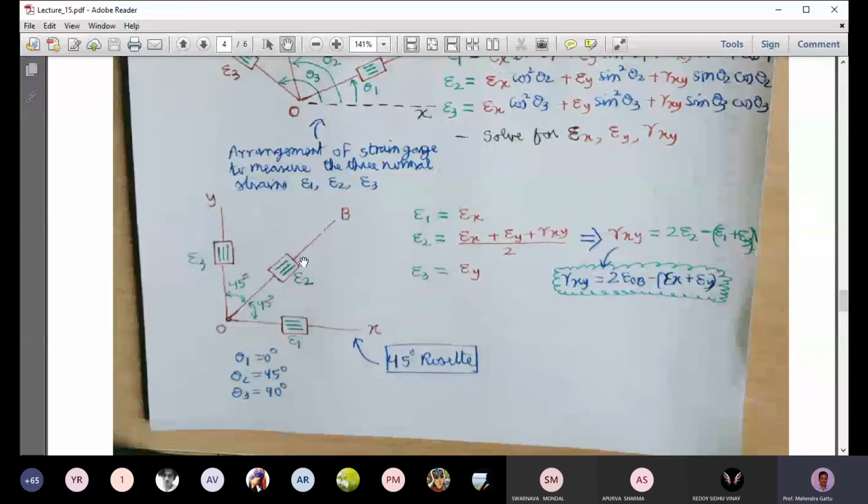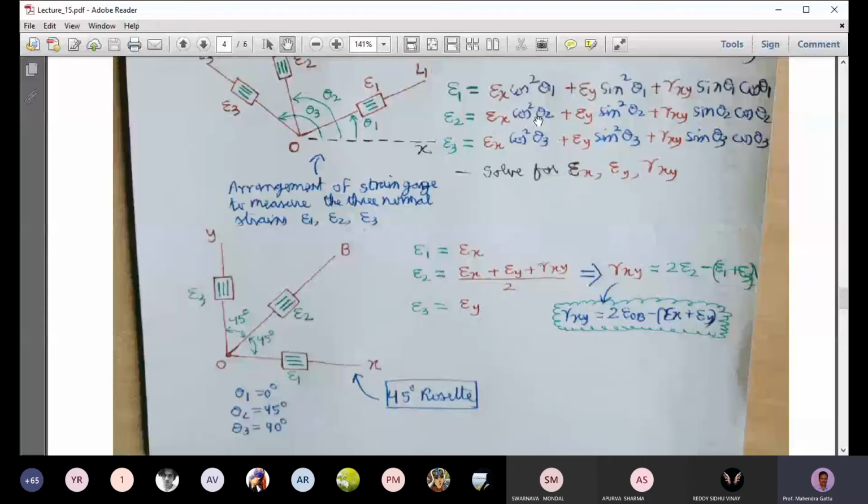And what is epsilon 2? Here theta 2 is 45, so cos square theta 2 is 1 by 2, sin square theta 2 is 1 by 2, and gamma xy sin theta 2 cos theta 2 is 1 by root 2 times 1 by root 2, which is again 1 by 2. So epsilon 2 is epsilon x plus epsilon y plus gamma xy, all divided by 2. We have already measured epsilon x and epsilon y, which are epsilon 1 and epsilon 3. So shear strain gamma xy is 2 epsilon 2 minus epsilon 1 plus epsilon 3.